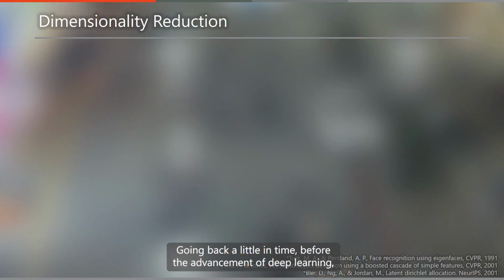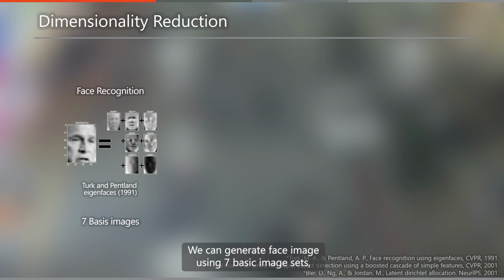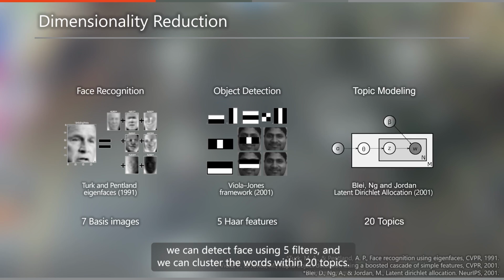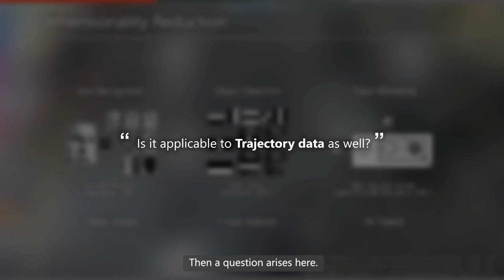Going back a little bit in time, before the advancement of deep learning, various methods were used to extract representative vectors from raw data. We can generate face images using 7 basis image sets, we can detect faces using 5 filters, and we can cluster words within 20 topics. Then a question arises here: can we apply this dimensionality reduction methodology to the trajectory prediction task as well?